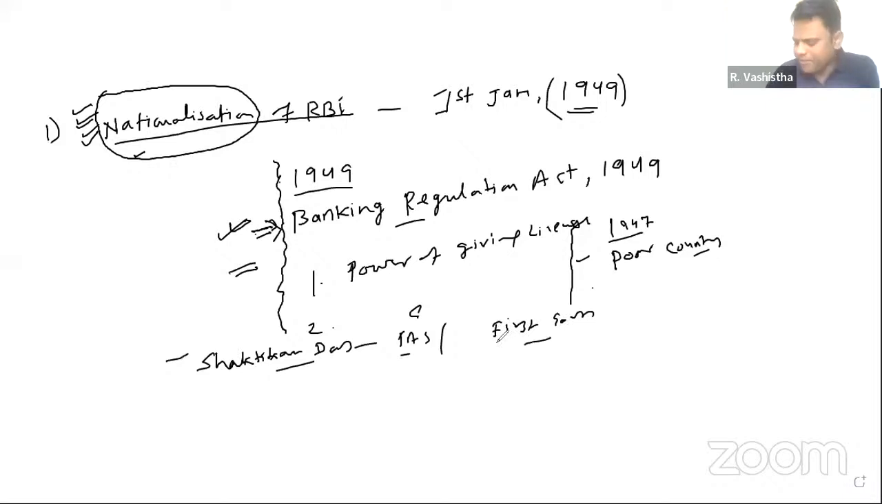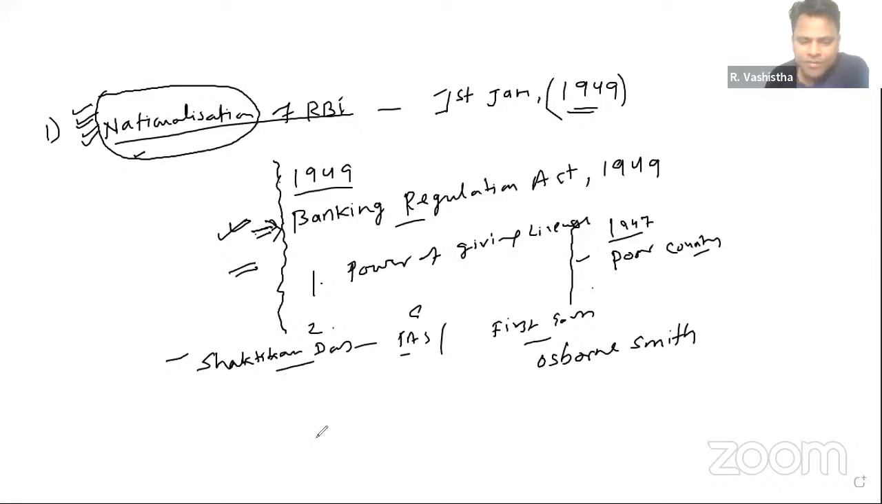Then the first governor of RBI was, the first governor? Does anyone of you know who was the first governor of RBI? Osborne Smith. Osborne Smith was the first governor of Reserve Bank of India, right?